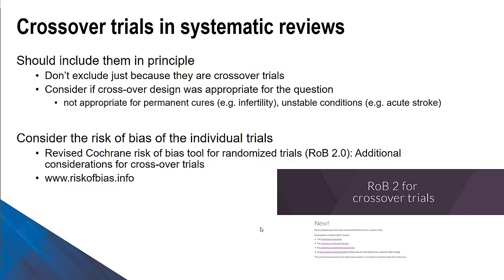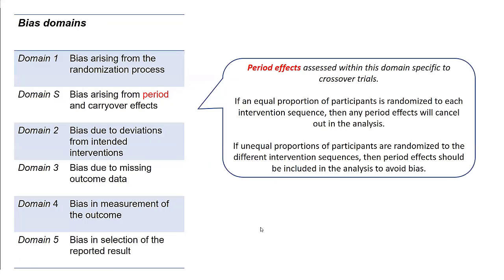I just want to highlight some particular risk of bias issues that are specific to crossover trials. So here are the bias domains. These are the standard bias domains 1 to 5 that we find for a parallel group randomised trial. There is a specific domain for crossover trials, and what this is really about is assessing the risk of bias arising from period effects and carryover effects.